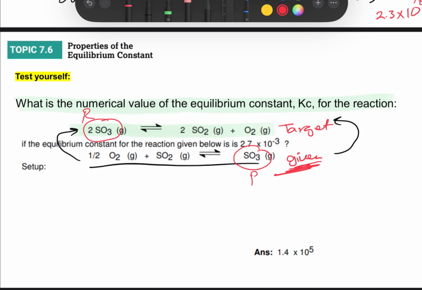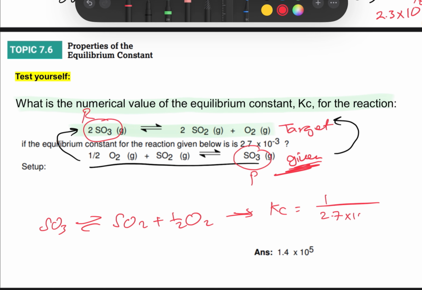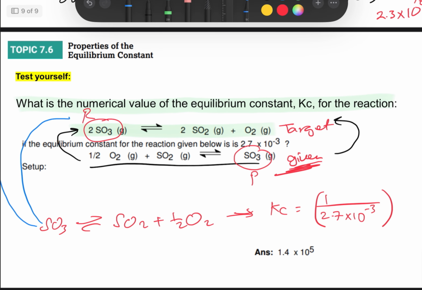Okay, then it's going to be SO3, it gives you SO2 plus half O2. The value of Kc is going to be flipped. So it's going to be 1 over 2.7 times 10 to the power negative 3. But we didn't finish. Is this one the same as the target? No, you can see that it's multiplied by coefficient 2. So I have to say my whole equation must be multiplied by 2.